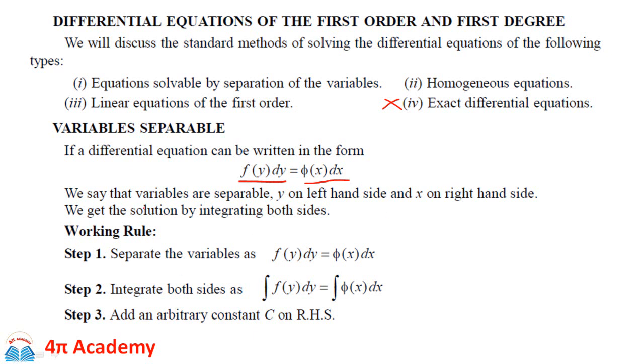Now the working rule for solving this differential equation, you can remember in simple 3 steps. First, separate the variables in this form, that is f of y dy is equal to phi of x dx. Then second step is you have to integrate both sides, so it is integration of f of y dy is equal to integration of phi of x dx, and then you have to simply add an arbitrary constant c on the right hand side.